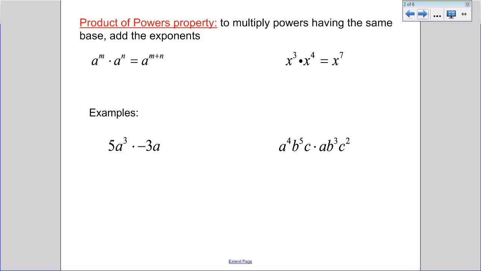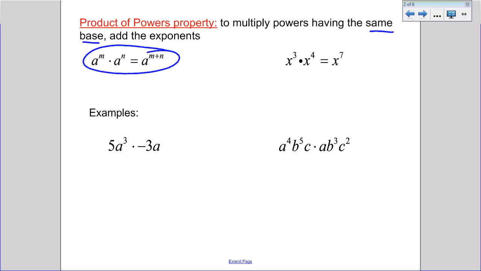To multiply powers that have the same base, and that's one thing that's important to remember, ladies and gentlemen, it has to be the same base. So it either has to be a's, x's, or 3's. The base can be an integer or a real number, but it has to be the same base. In order to multiply, you're going to add the exponents. So the rule is a to the m times a to the n is equal to a to the m plus n.